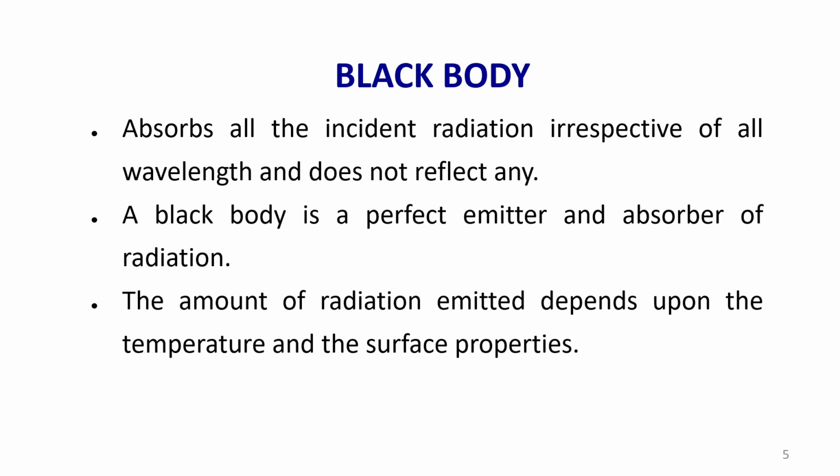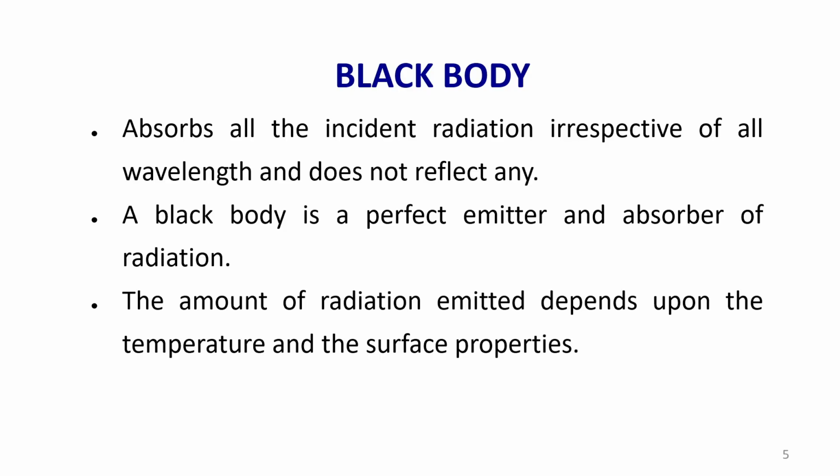So it is an object which absorbs all the radiation, no matter the wavelength of the radiation incident on that body, and it does not reflect. So the reflectivity is 0 for a black body. The amount of radiation absorbed is 100%. So a black body is a perfect emitter and absorber of radiation. That is what I have mentioned here.